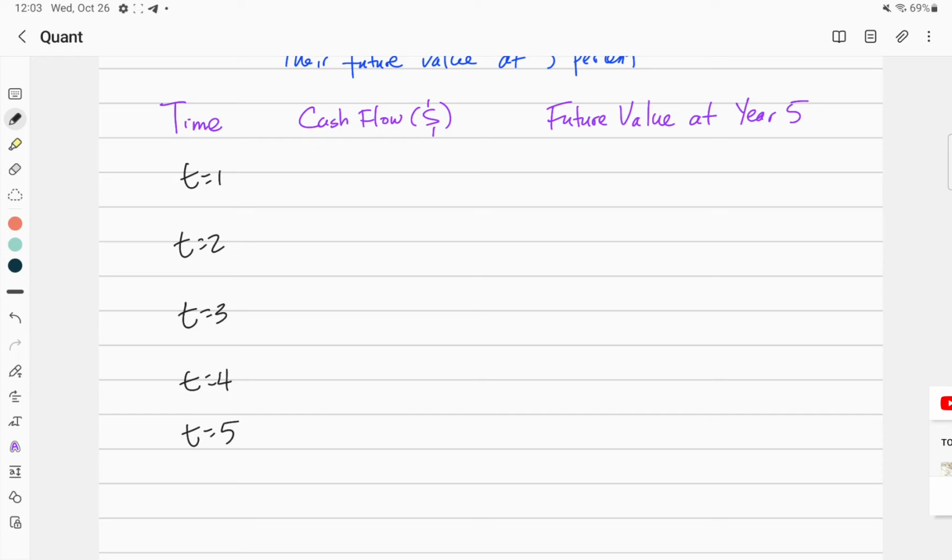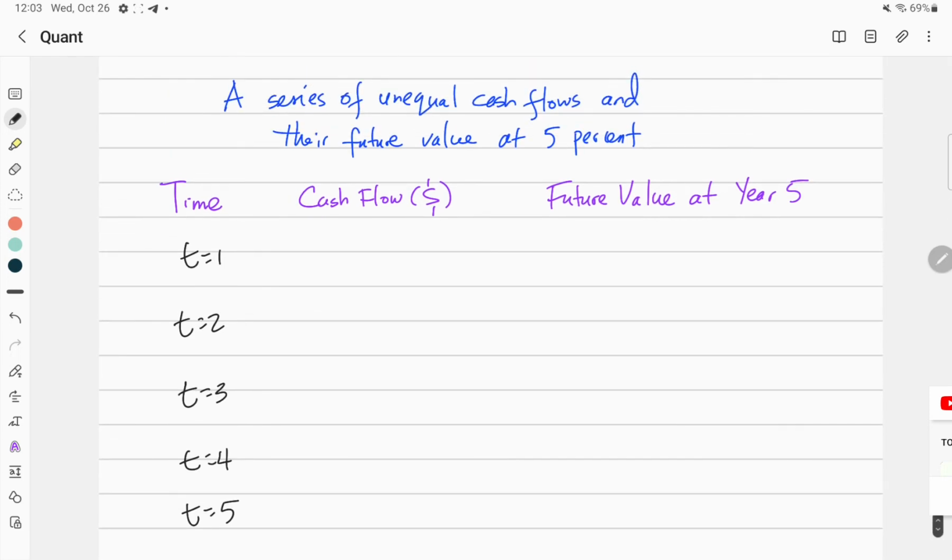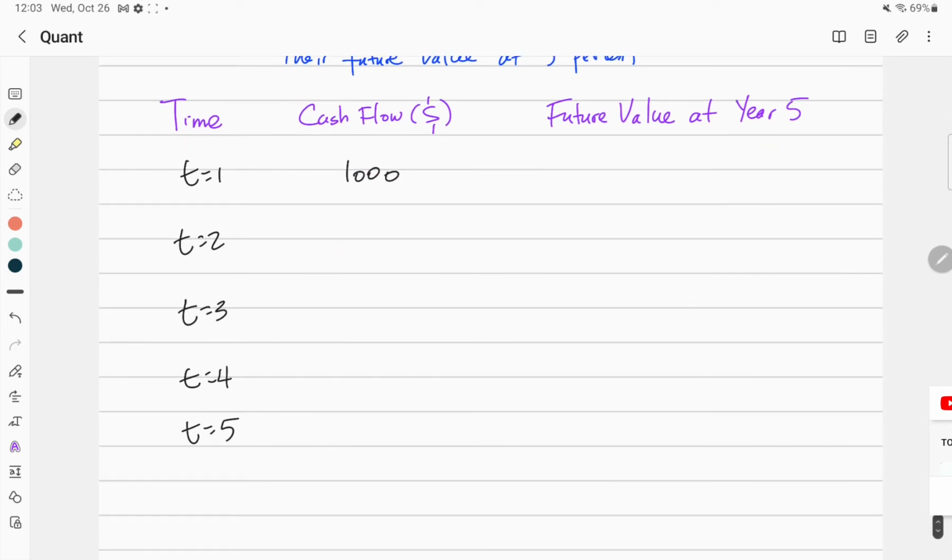So let's say at the end of year 1, which is at t equals 1, this person puts $1,000 into his savings account. And at the end of year 2, he puts $2,000. At the end of year 3, he puts $4,000. At the end of the 4th year, he puts $5,000. And at the end of the 5th year, he puts $6,000. So we have to calculate these future values at the end of each period and sum them.